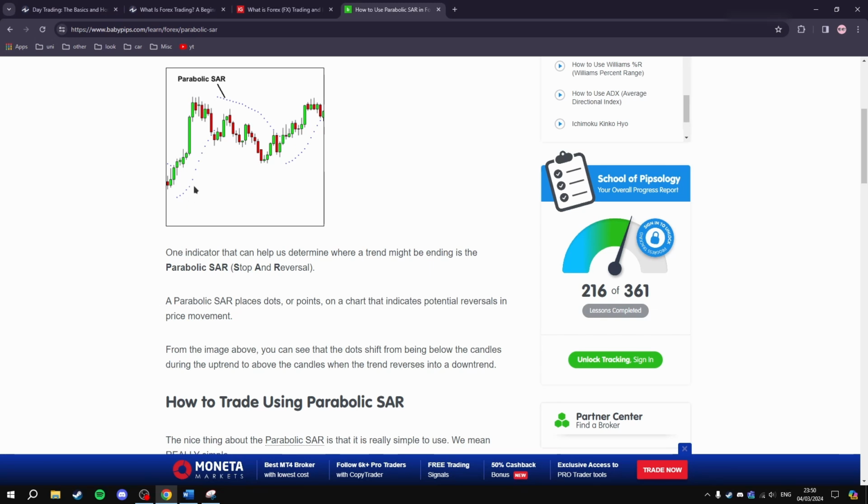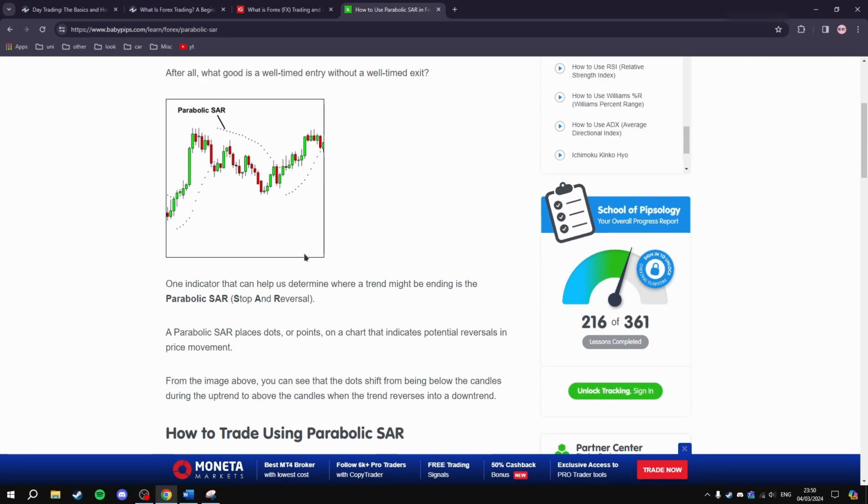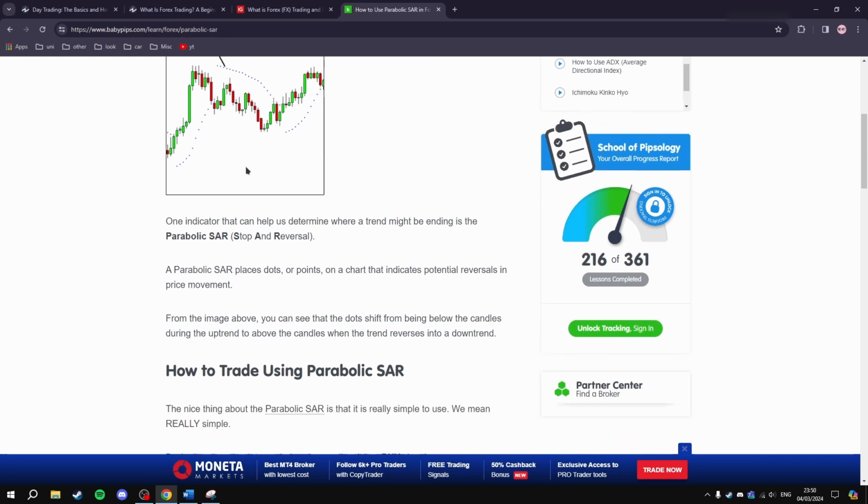So the dots are below the candles when it's an uptrend, and then as soon as it reverses, they go above the candles and start going down as well, and then it goes up. So I'm guessing whenever there is an uptrend, the dots are below the candles. Whenever there's a downtrend, the dots are above the candles, and it mainly follows the shape of the trend as well, the gradient. So maybe.